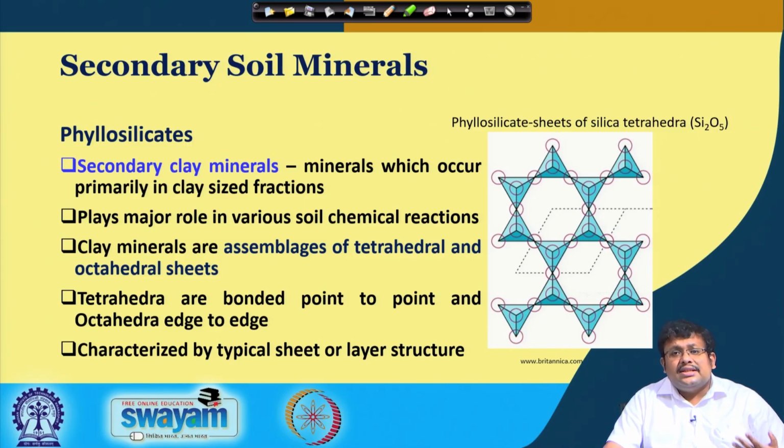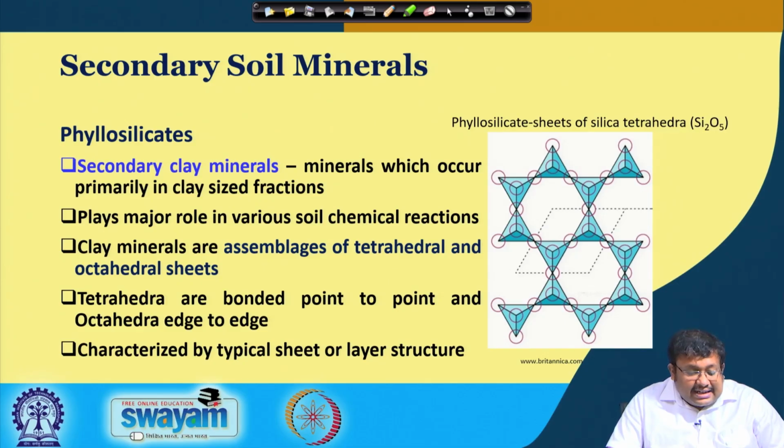Phyllosilicates, as you know, the secondary clay minerals or simply the clay minerals are the best example of phyllosilicates, which occur primarily in the clay size fraction. Why are they called clay minerals? Because they occur in the clay size fraction and they play a major role in various soil chemical reactions. Clay minerals, remember, are assemblages of tetrahedral and octahedral sheets. Basically, they are a combination of different tetrahedral sheets and octahedral sheets in different stacking arrangements.